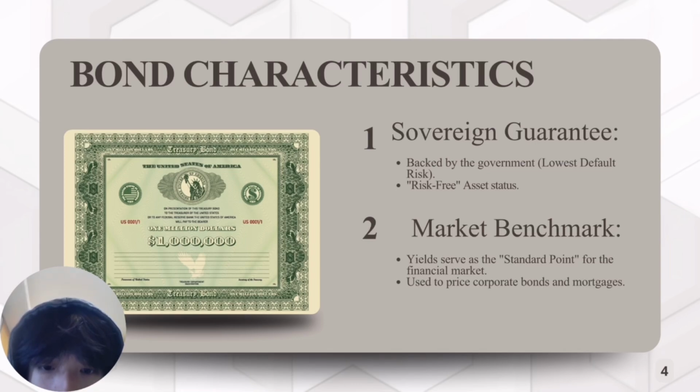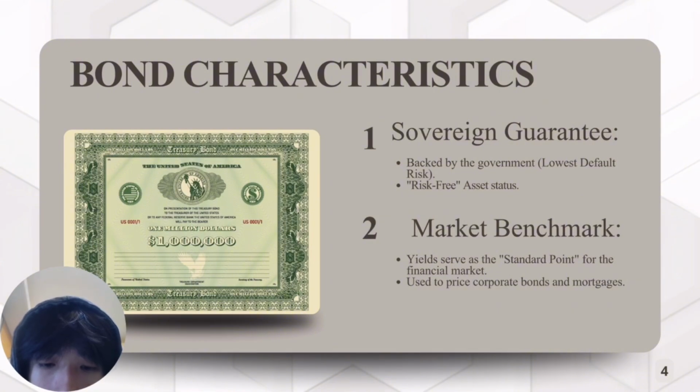Now, let's move on to the key characteristics that define government bonds. There are two main features you need to remember. The first is the sovereign guarantee. Because these bonds are issued and guaranteed by the government, they have a much lower default risk compared to corporate bonds. In the financial world, we often refer to them as risk-free assets, because the government has the power to tax and print money to repay its debts.